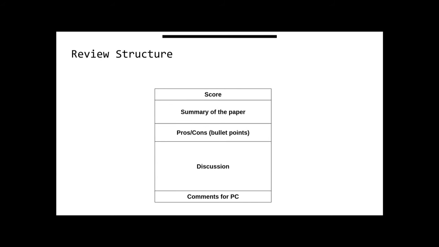And again, similarly, they need to come up with a score to say whether the paper is good enough to be accepted to our conference, because we are a program committee of the conference, right? And then they need to write a short summary, and then they really need to focus on these pros and cons of this paper. And then they have to have a discussion of why they think some things are good and some things are bad about the paper.